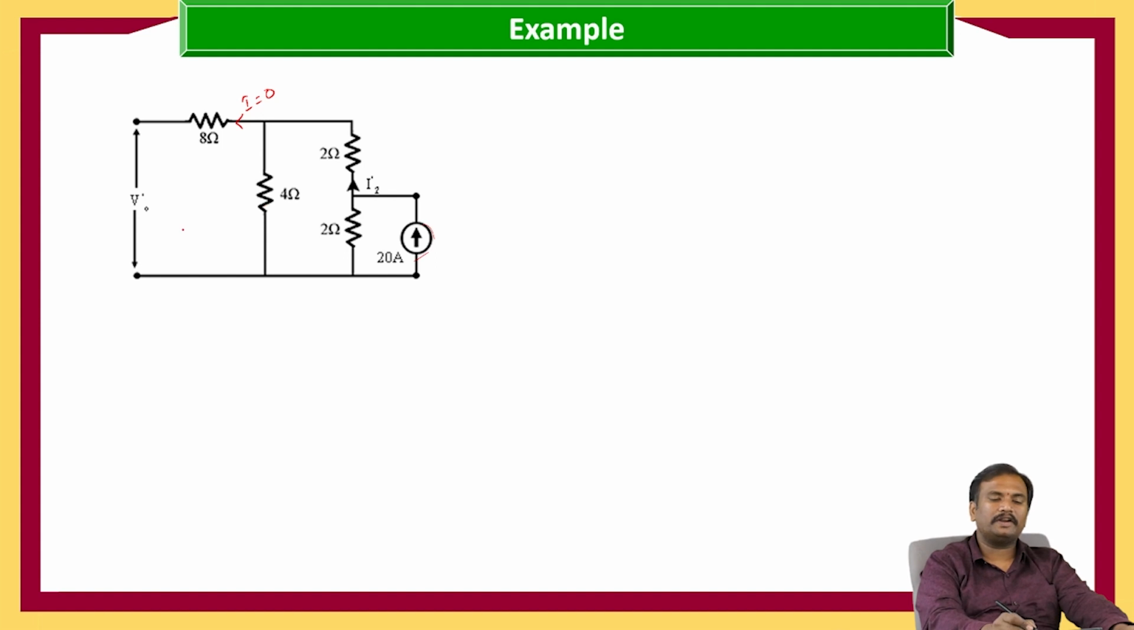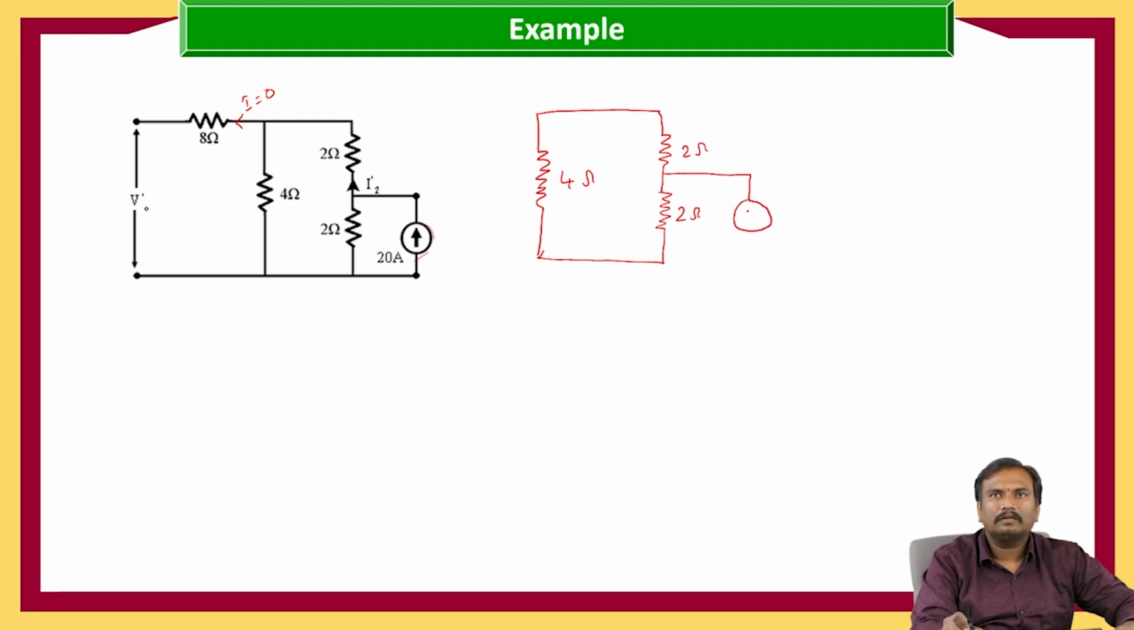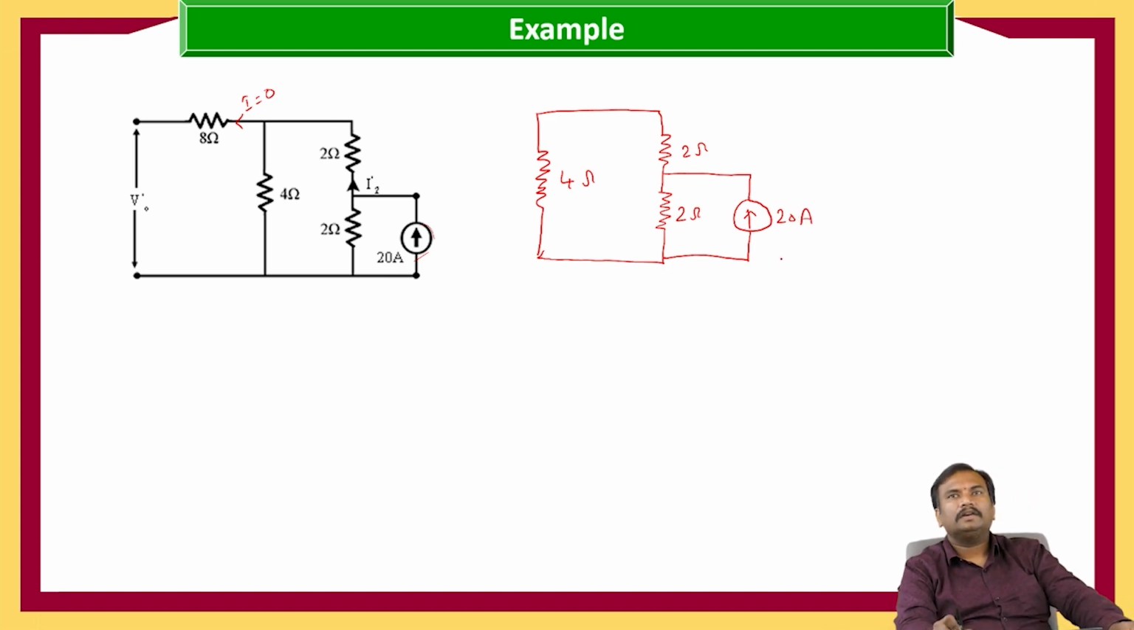So voltage across the 4 ohm resistance is nothing but the V naught dash. Now if we replace the circuit with only 4 ohms and 2 ohms, 2 ohms, 20 amperes. Here this 20 amperes is the current value which is given in this circuit.